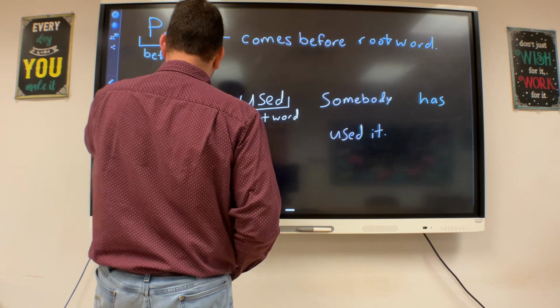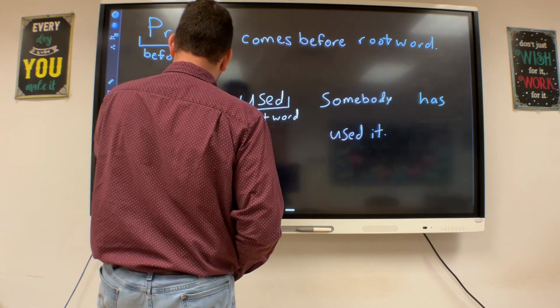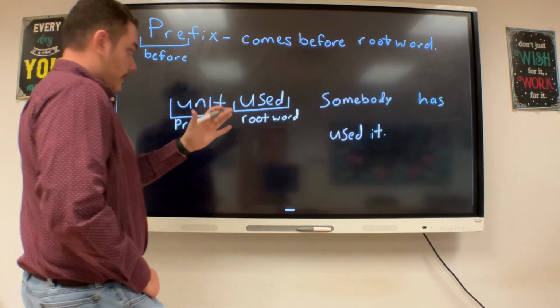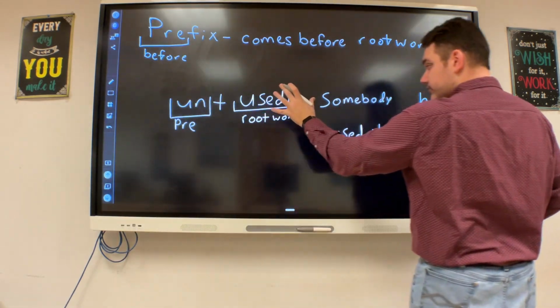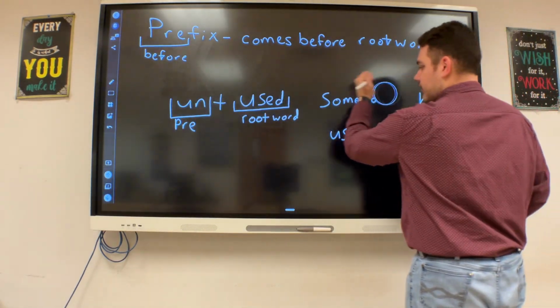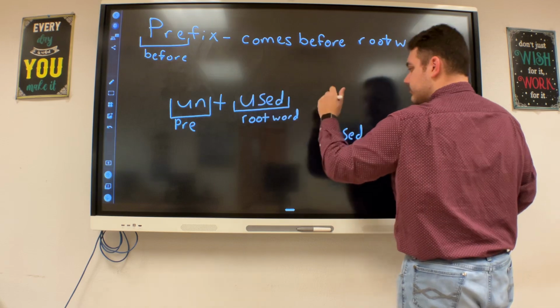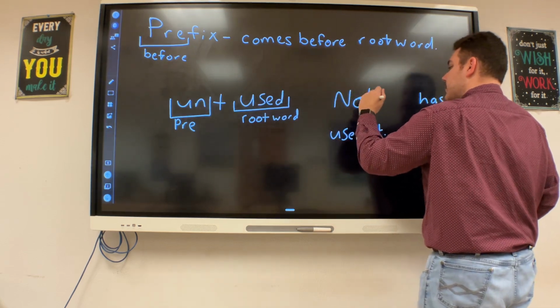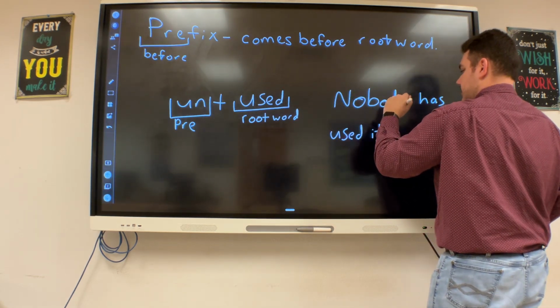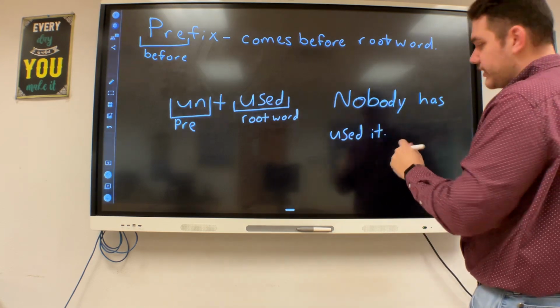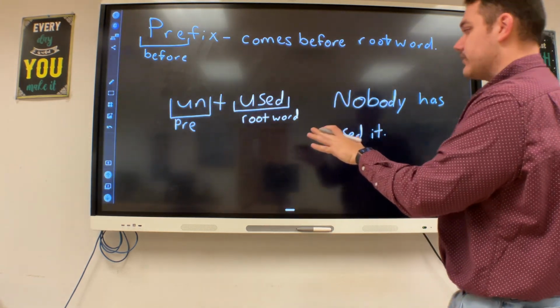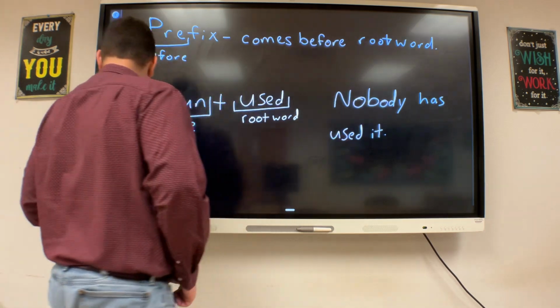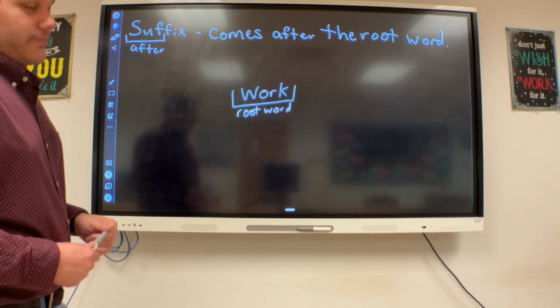let's add the prefix un, and we just changed it. Used means somebody has used it, but unused means nobody has used it. So just by adding those two letters, we completely changed the meaning of this word. And so that would be a prefix at the beginning.